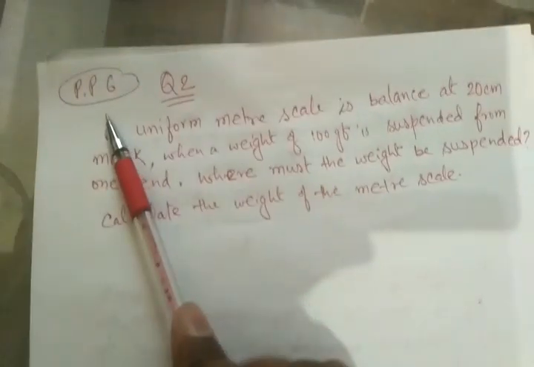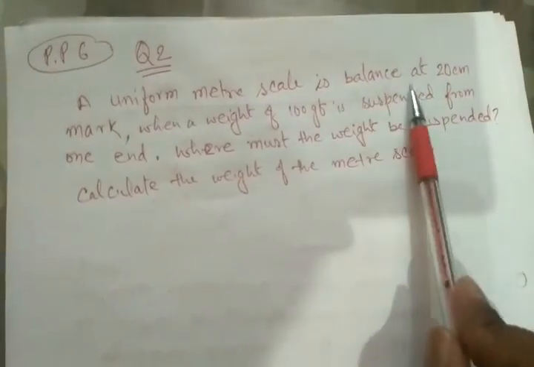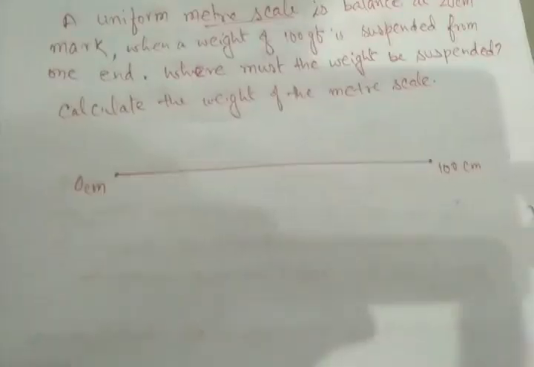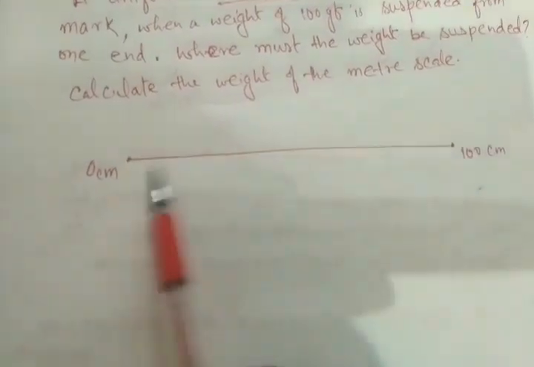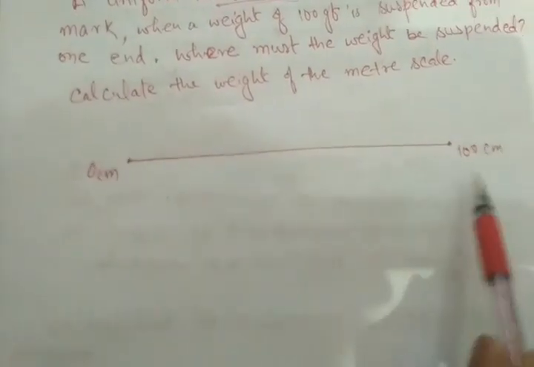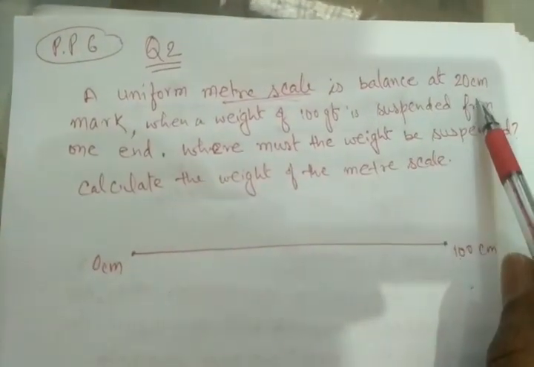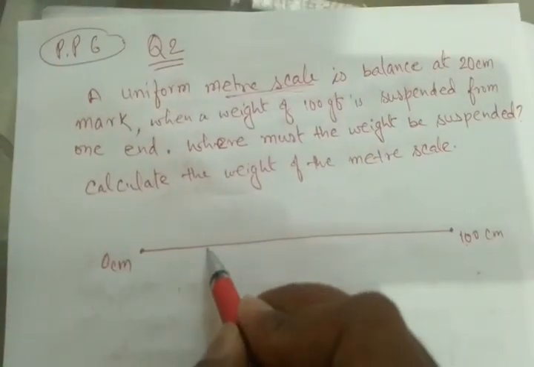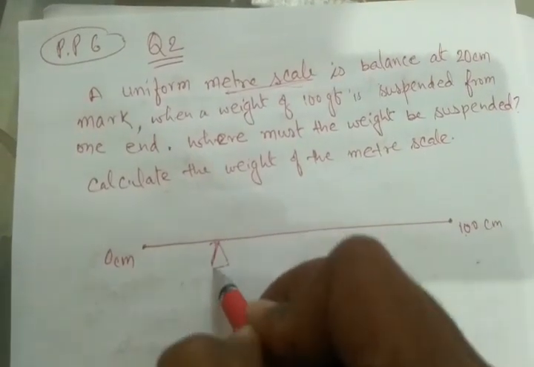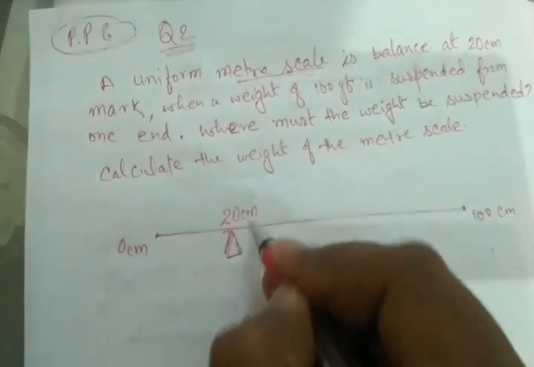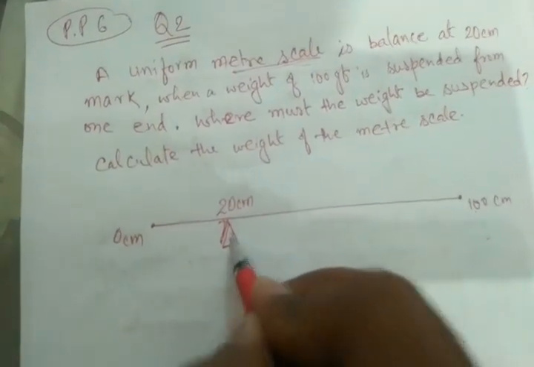Now see the question of practice problem 6 of your book. Question number 2. A uniform meter scale is balanced at the 20 centimeter mark. A uniform meter scale means the length of the scale is 1 meter. So suppose this is the scale of 100 centimeter. I have marked one end at 0 centimeter and the other end at 100 centimeter. This scale is balanced at the 20 centimeter mark, so wherever it is balanced, we show the fulcrum and mark it as 20 centimeter.